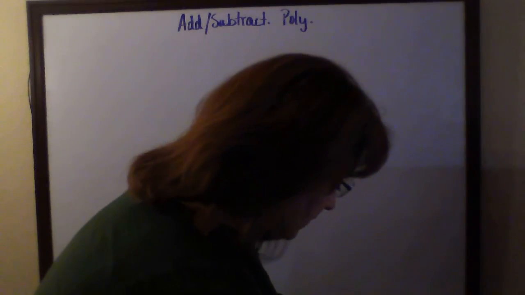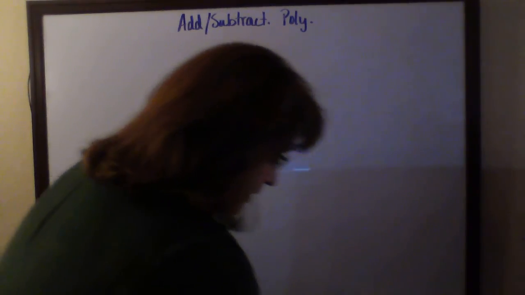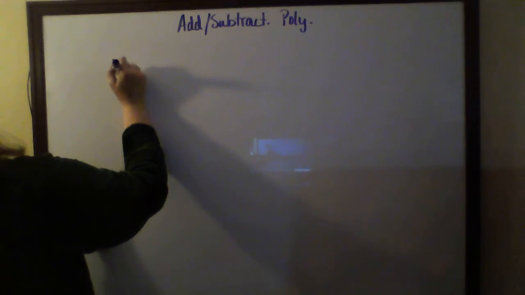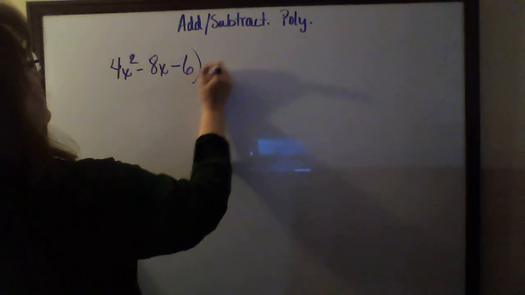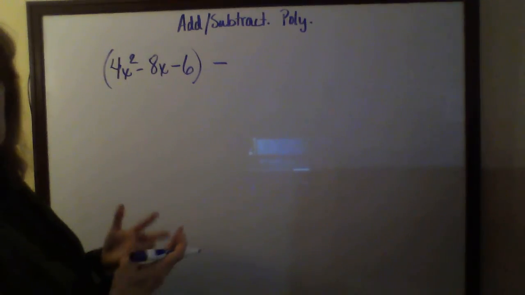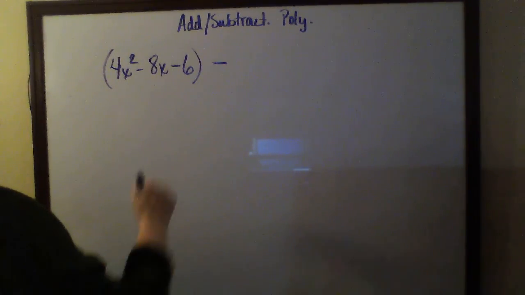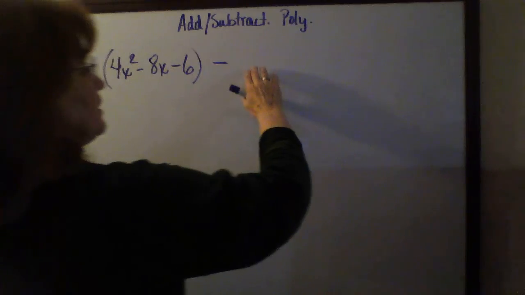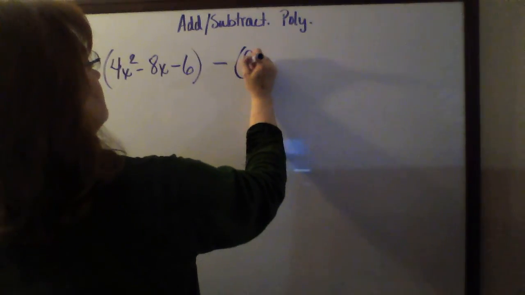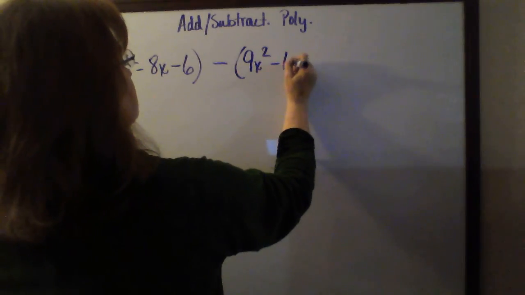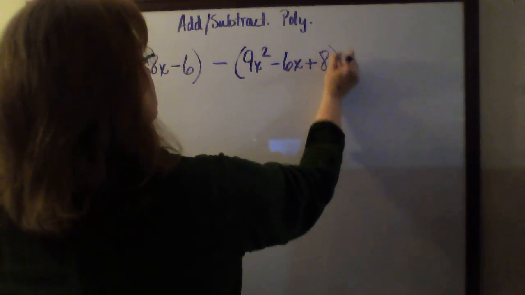Okay, let's take a look at one that you have to distribute first. So if I have something like 4x squared minus 8x minus 6 in a parentheses, and it's a trinomial, and I'm going to subtract from it something like this, 9x squared minus 6x plus 8.